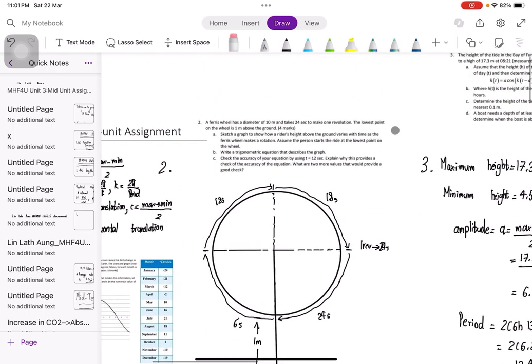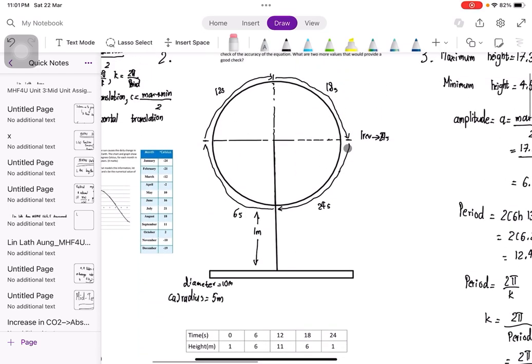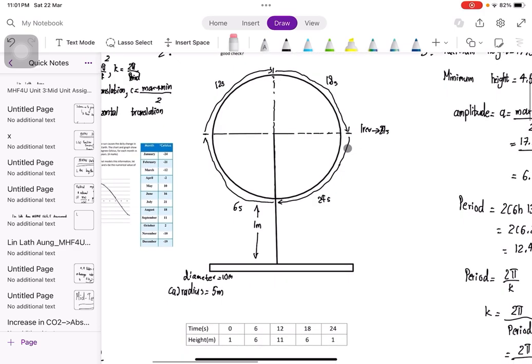And moving on to number 2, the question is to sketch the graph to show how a rider's height above the ground varies with time as the ferry wheel makes a rotation. Assume the person starts the ride at the lowest point on the wheel. So as you can see here, we could simply say, assuming the person is here, starting from here, it rotates up. So after 24 seconds, it completes 1 revolution.